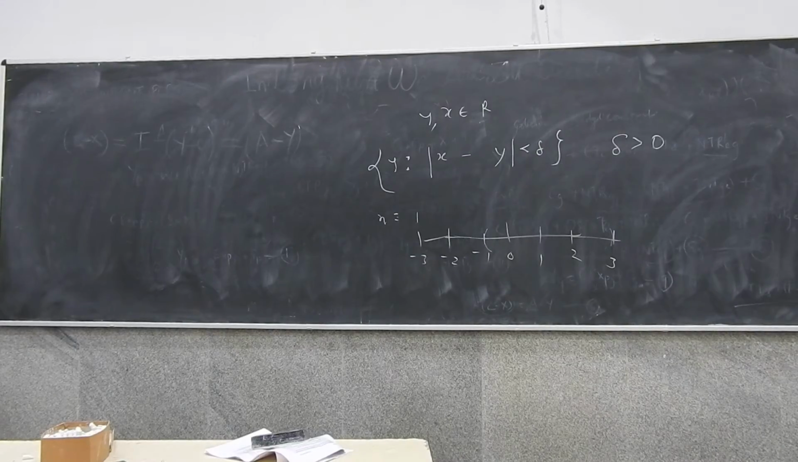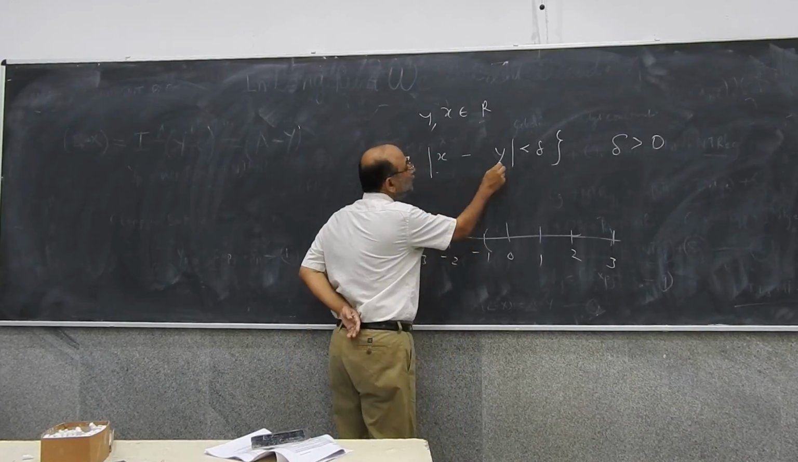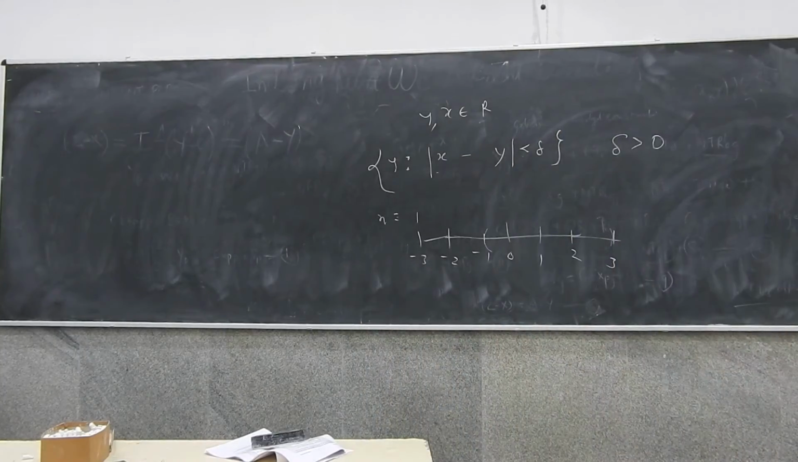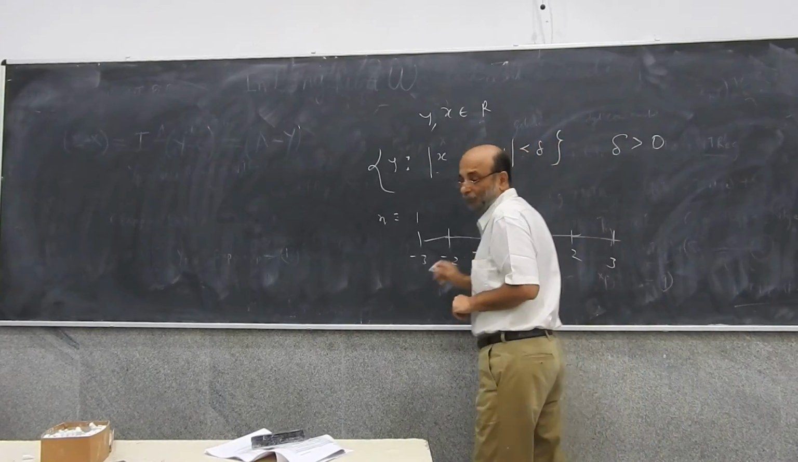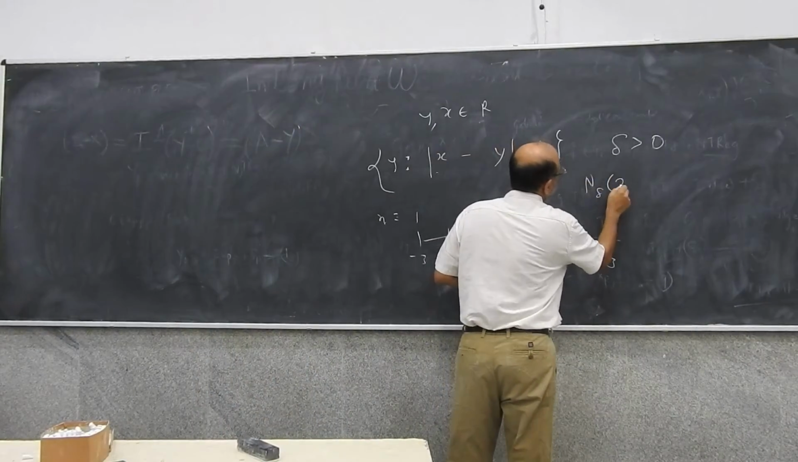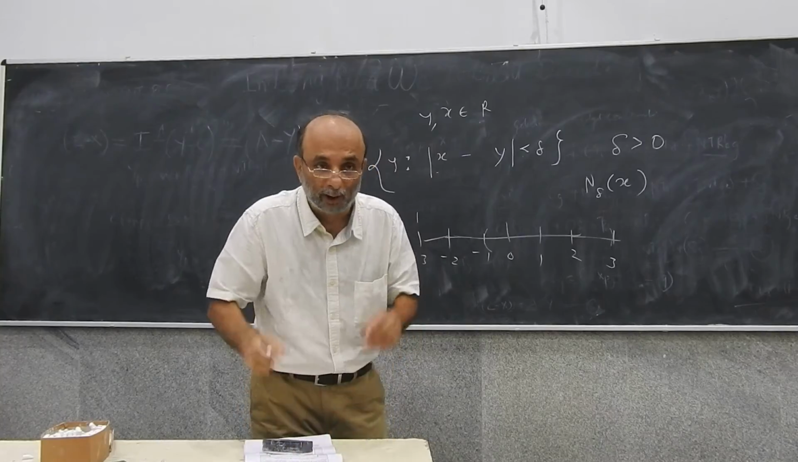We want to describe the set of all such points. How do you describe the set of all such points? The set of all such points y such that the distance from x to y is less than delta. Sure? What would that set depend upon? It will depend on delta and what is x. Okay, so we can describe this as a delta neighborhood around x.